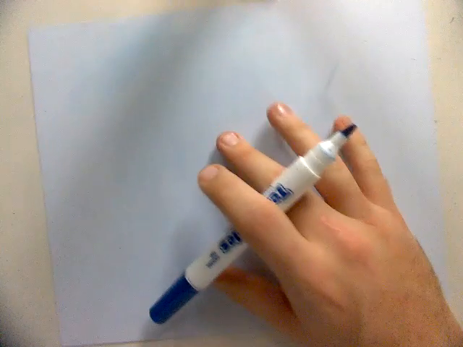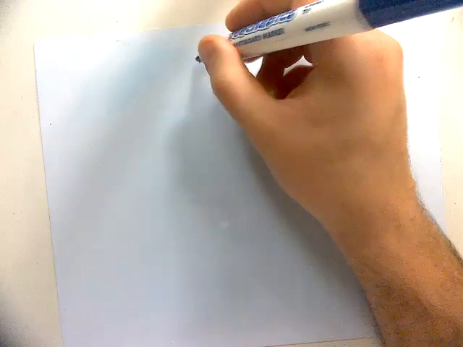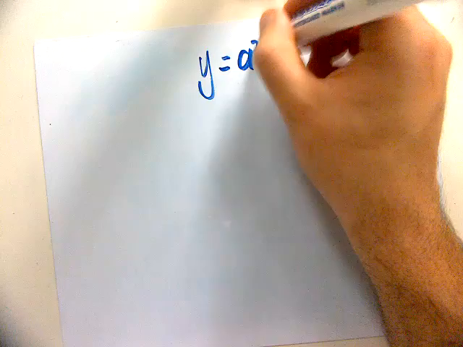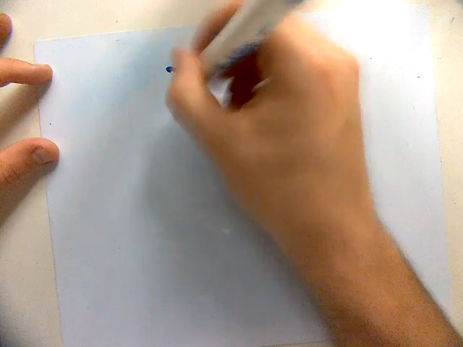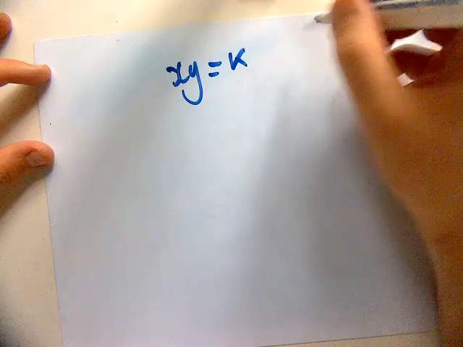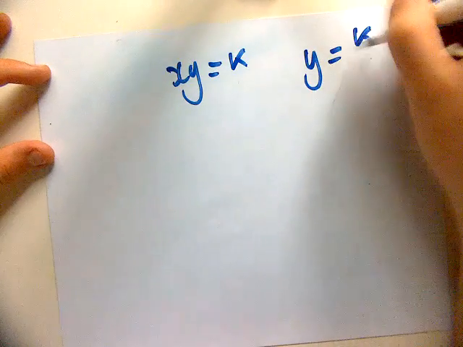We're going to have a little look at hyperbolas. Now, hyperbolas, we know that exponential equations are a function of y equals a to the power of x. Hyperbolas kind of borrow from this a little bit. They're in the form of xy equals k or y equals k on x. What do I mean by that?